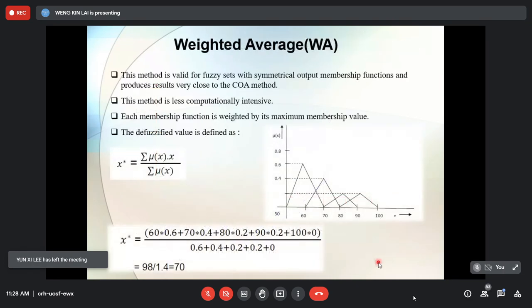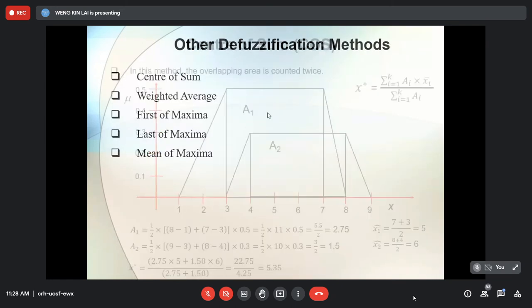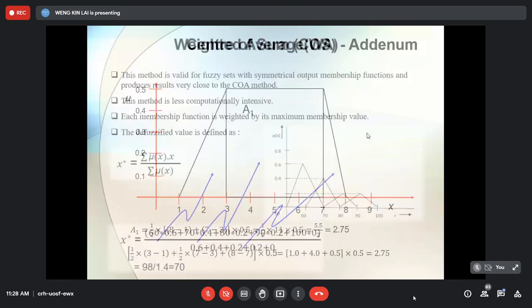The next one is weighted average. Now this method is valid for fuzzy sets with symmetrical output membership functions. Only symmetrical, they're all symmetrical over here. And it produces results very close to the COA method. I think maybe it's the center of gravity method, right?